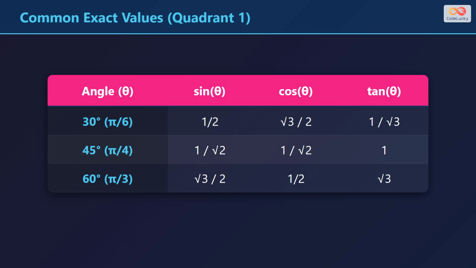You should memorize or have handy the exact values for 30, 45, and 60 degrees. For instance, sine of 30 degrees is 1/2. Cosine of 60 degrees is also 1/2. Knowing these standard values allows us to solve non-calculator problems quickly.